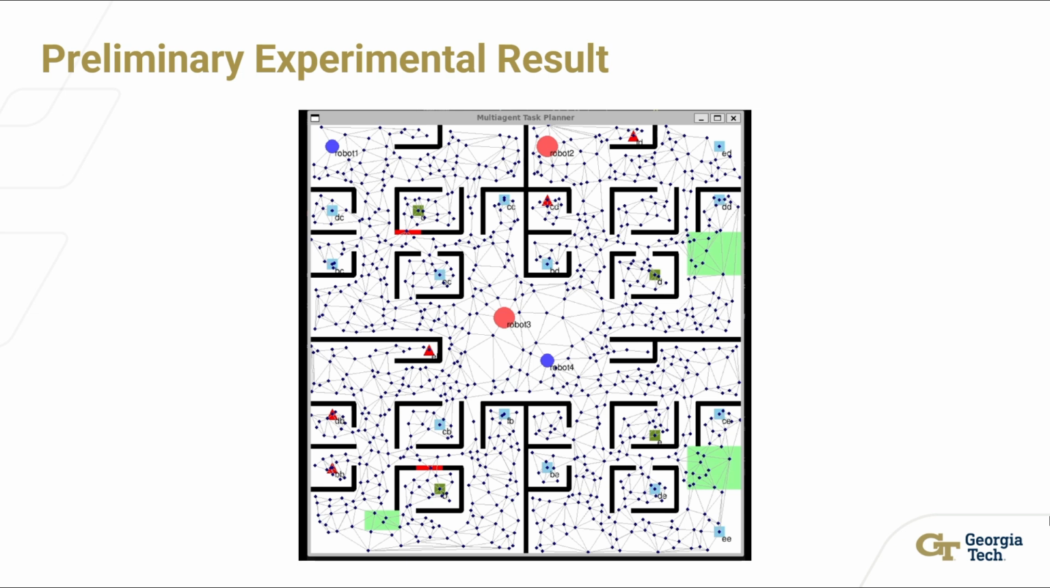We also conducted some experiments on a heterogeneous robot team. These red circles are TurtleBots, which are ground robots, and the blue circles are drones, which can fly over the green area. The green areas are bushes.